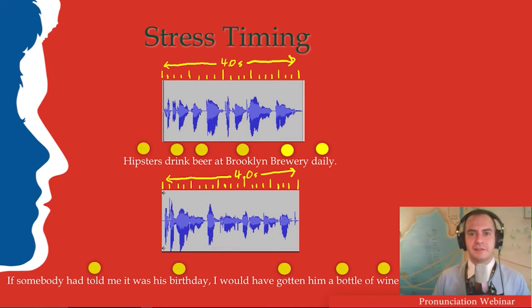Okay, let's look at this example here. Take these two sentences. They both take the same 4 seconds to say, but the top one has many fewer syllables compared to the bottom one. Hipsters drink beer at Brooklyn Brewery daily. If someone had told me it was his birthday, I would have gotten him a bottle of wine. The sentence stresses on the strong beats. The other words just seem to almost disappear.